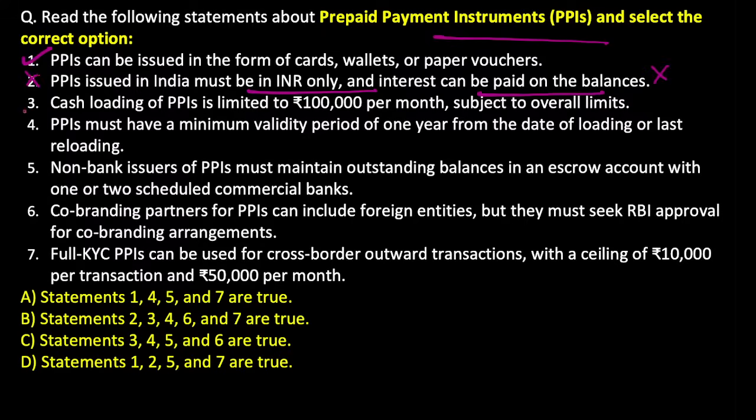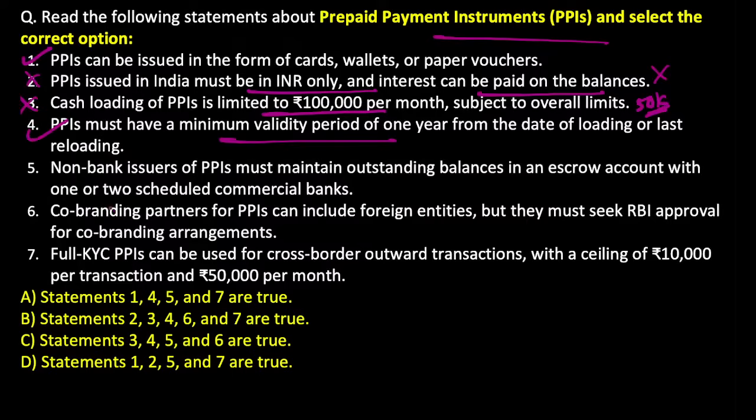Third statement, cash loading limit of PPI is 1 lakh per month. No. So what is the cash loading limit? The loading limit is 50,000. Transaction limit for small PPI is 10,000 and 2,000 per transaction monthly. This is wrong.